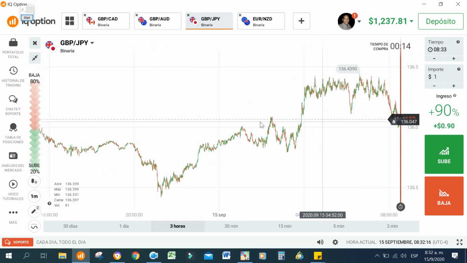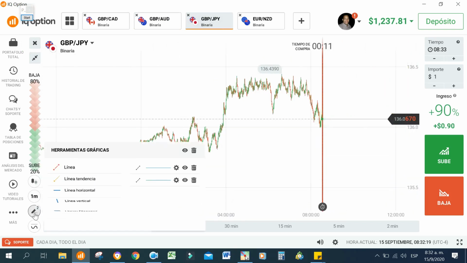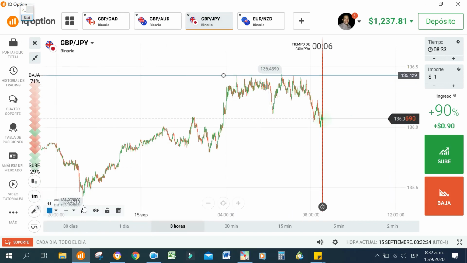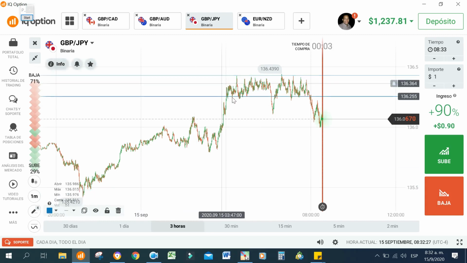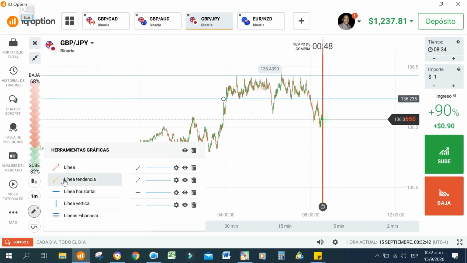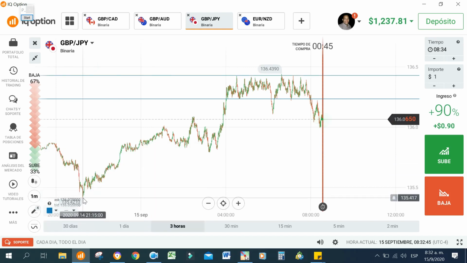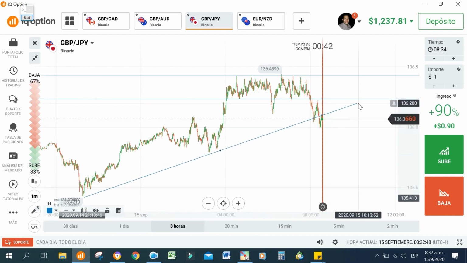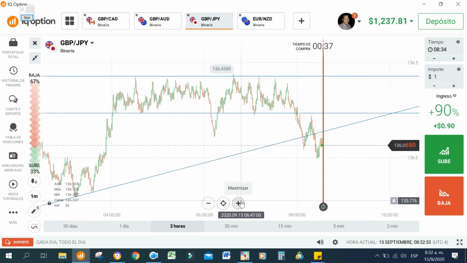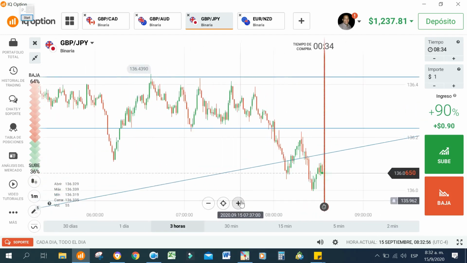Here I haven't set any line. Let's do some of them. The first thing I see here was a resistance level. Then we had a support level too, which the price touched a lot of times. You can see here a lot of contact points. And also we see a trend line here. This is a trend line. We can take this low to this high. This was a trend line, very similar to the previous ones.